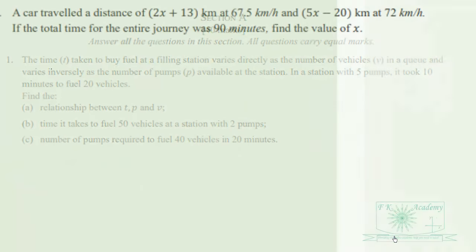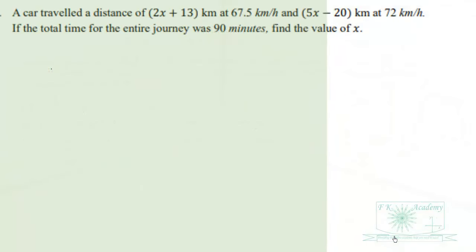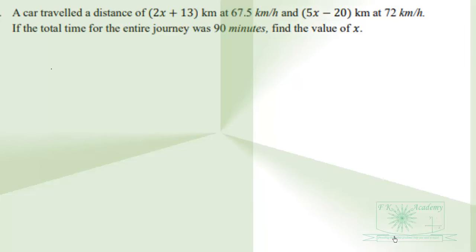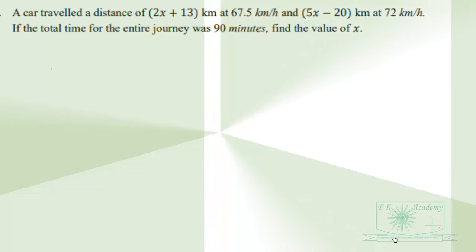Then let's look at the second question. A car traveled a distance of 2x plus 13 kilometers at 67.5 kilometers per hour and 5x minus 20 kilometers at 72 kilometers per hour. If the total time taken for the entire journey was 90 minutes, find the value of x.